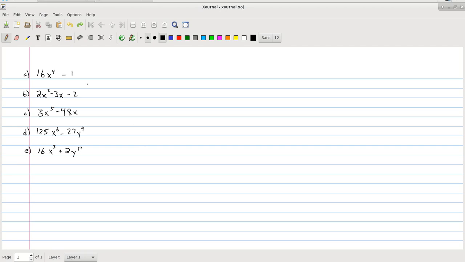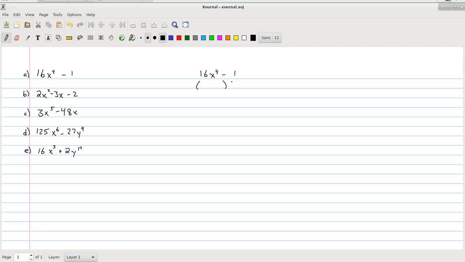Factor each of the following expressions completely. A. 16x to the fourth minus 1. The first thing we always look for is a common factor, and I see that 16x to the fourth and 1 have no common factors. So we're going to have to maybe write this as two sets of parentheses, two binomials.